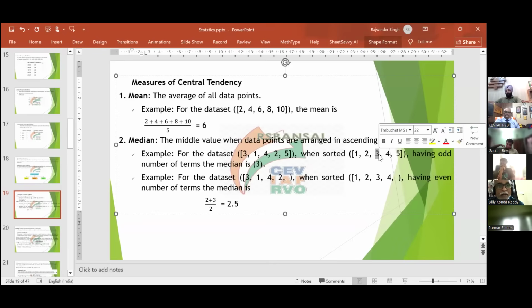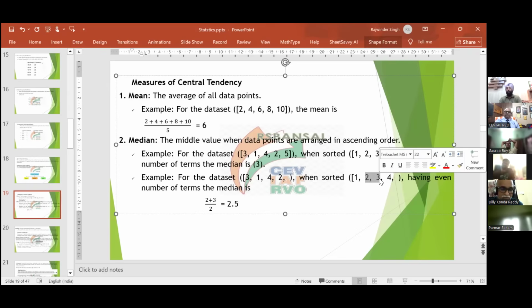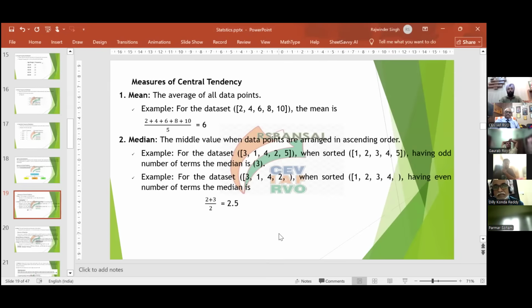And if the number of terms is even, not odd, then what do you have to do? For example, you have a data set 3, 1, 4, 2, and you arrange it in ascending order: 1, 2, 3, 4. In this case, the number of terms is 4, an even number of terms, so you take the mean of the middle two, which are 2 and 3. The mean of 2 and 3 is (2 plus 3) by 2, which is 2.5. That is the median.